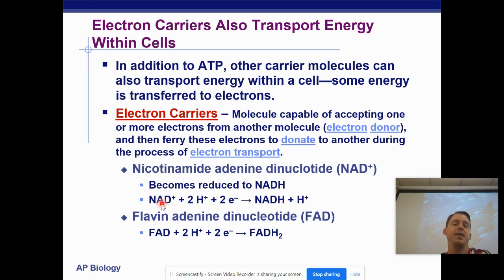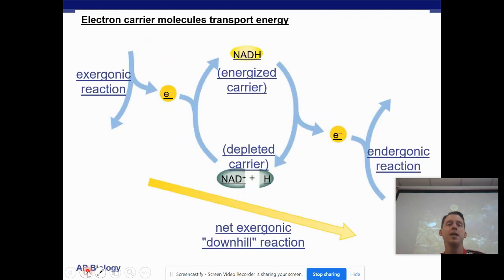I like to think about the NAD plus as a depleted battery, and when it gains electrons, it becomes a full battery, right? NADH is energized thanks to those high energy electrons it picked up. NAD plus is going to be low energy. FAD is the same thing. It's another electron carrier. FAD is low energy, picks up some hydrogens and high energy electrons and becomes the energy carrying molecule FADH2.